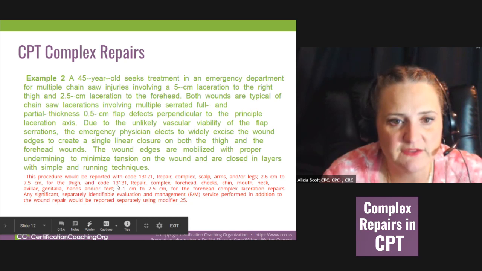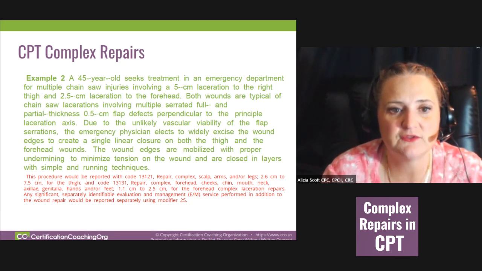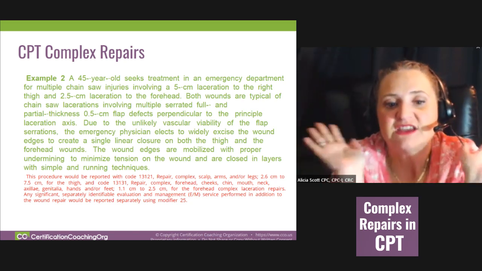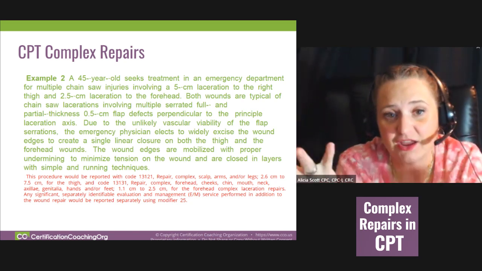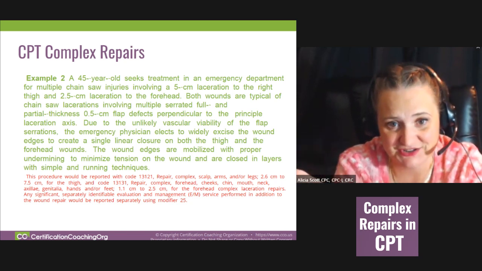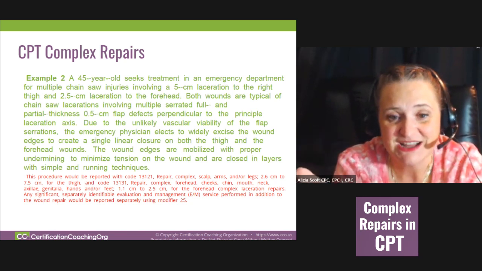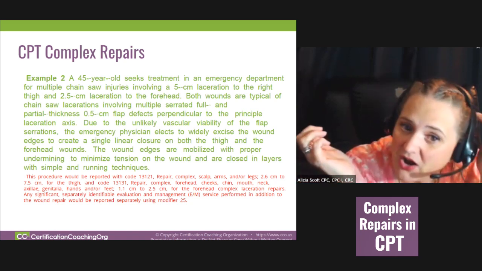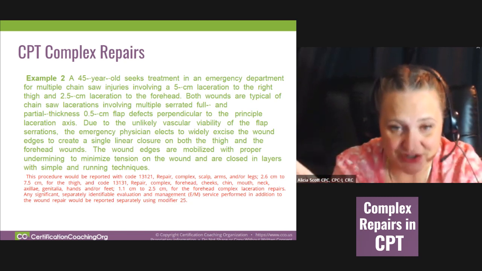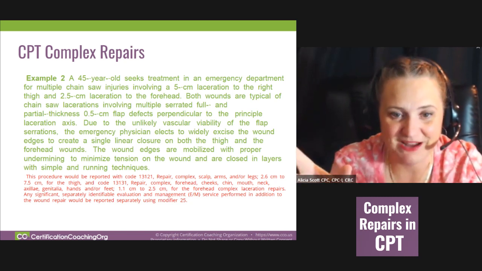We have a 45-year-old treated in the ER for multiple chainsaw injuries. This should be a no-brainer. We know what a chainsaw does to a person. Multiple chainsaw injuries, right? So someone's going to be hard pressed for this not to be a complex repair. Chainsaw should be your ding, ding, ding, heads up, right?